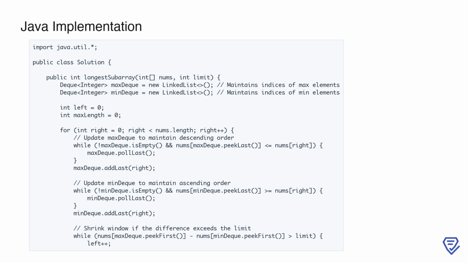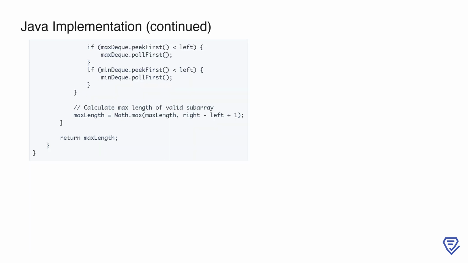After these updates, we check if the absolute difference between the maximum and minimum values in the window exceeds the limit. If it does, we increment the left pointer to shrink the window from the left. If the left pointer moves forward, we also ensure the deques remain valid by removing any indices at the front that are out of bounds, meaning they are less than the current value of left.